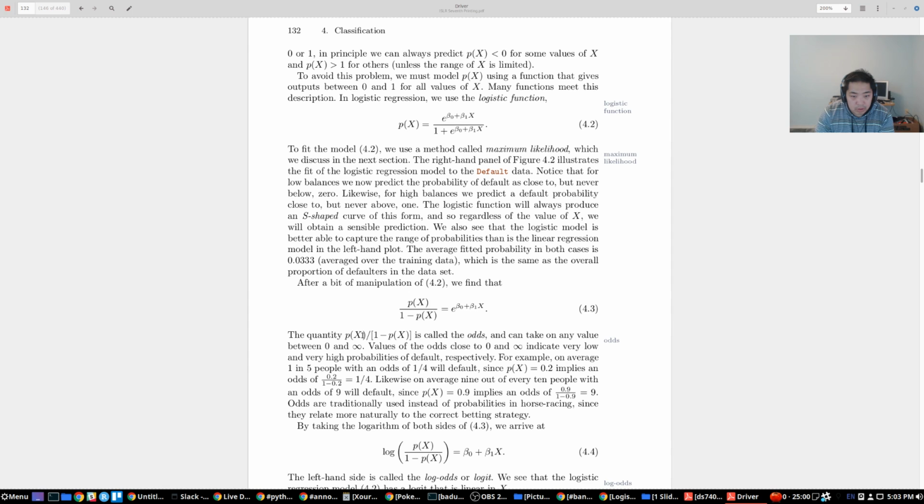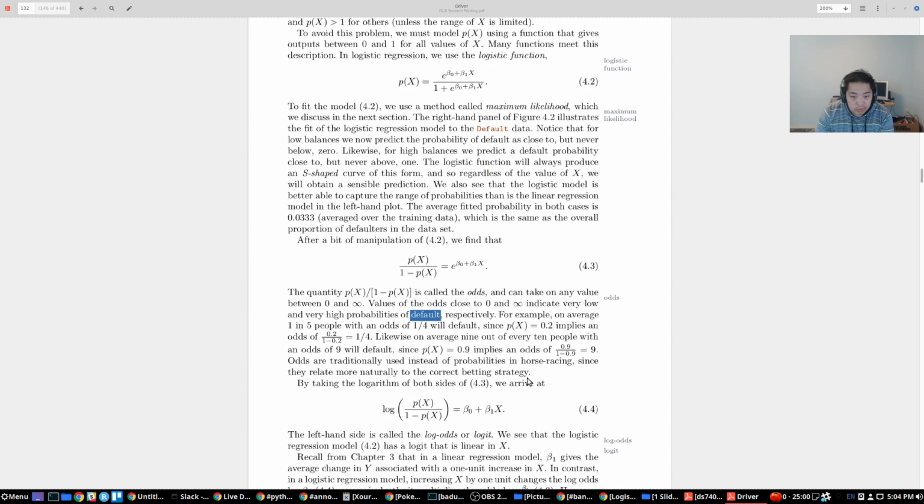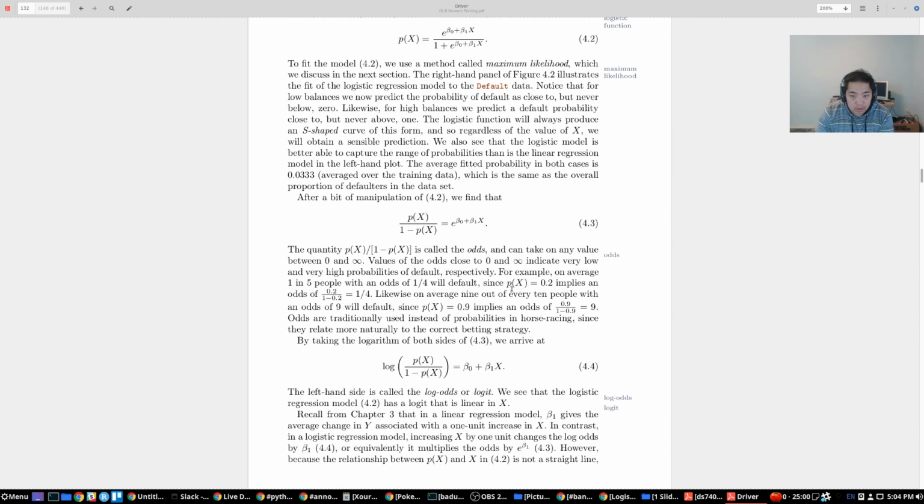The quantity of p of x over 1 minus p of x is called the odds, and can take on any value between 0 and infinity. The values of the odds close to 0 and infinity indicate very low and very high probabilities of default, respectively.